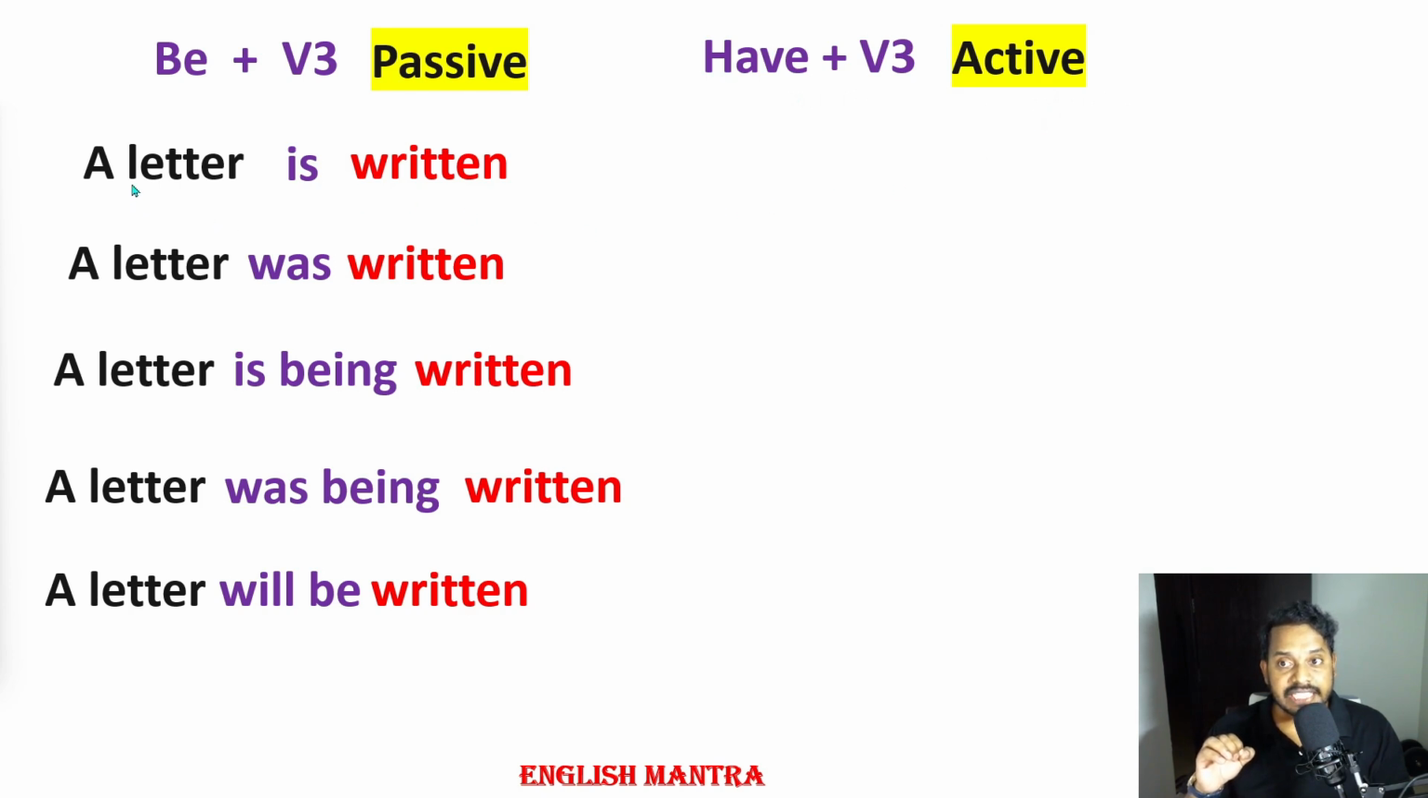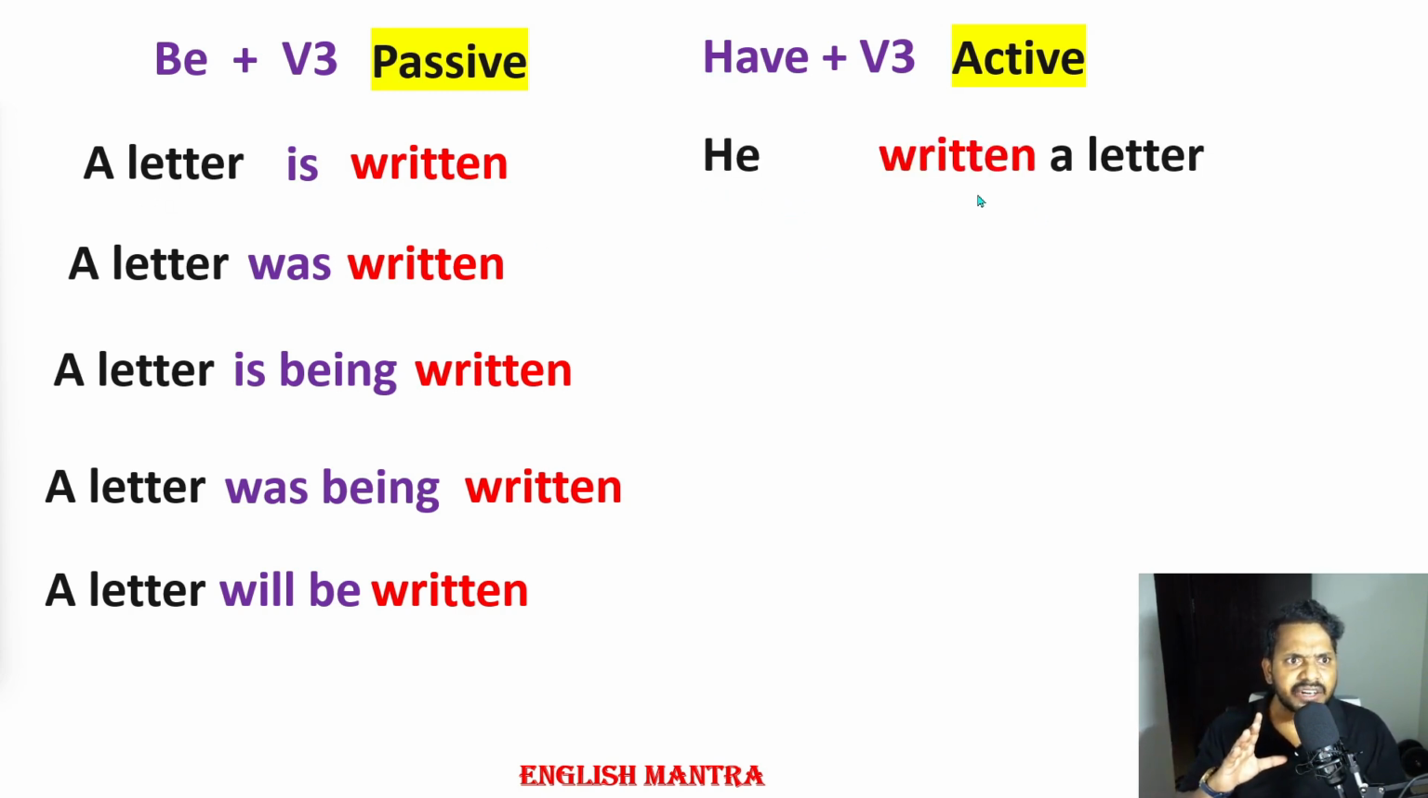See, if I say a letter is written, it means someone else writes a letter every day. See, he writes a letter every day, and the passive voice of that sentence would be a letter is written every day. So here a letter is the receiver of the action. But can I say he written a letter? I can't say. Either I can say he writes a letter for simple present, he wrote a letter for simple past, but I can't say he written a letter.